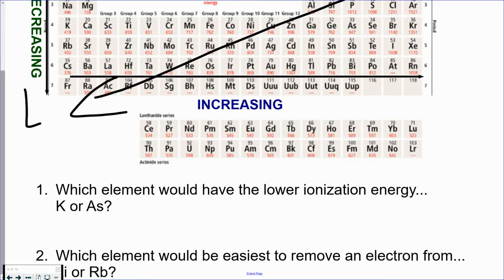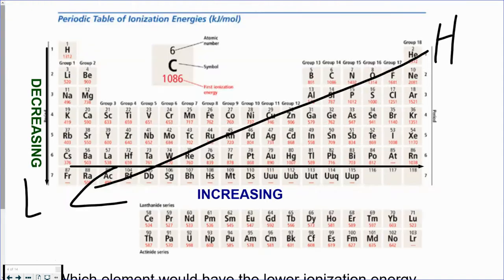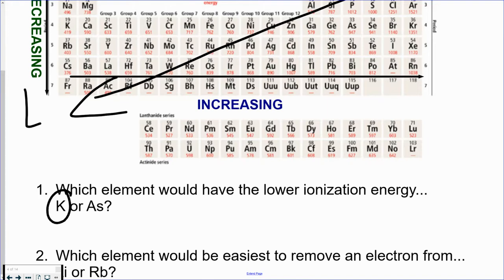Again, some questions. Who has the lowest, K or As? Well, it's whichever one is furthest to the left, since they're both in the same row, which would be K. The next question asks which one is easiest to remove. So it's asking you which one has the highest amount. Well, they're both in the same column this time, and we're looking for whichever one would be highest. So Li is above Rb, so it would be lithium. It's Li. So that would be ionization energy.